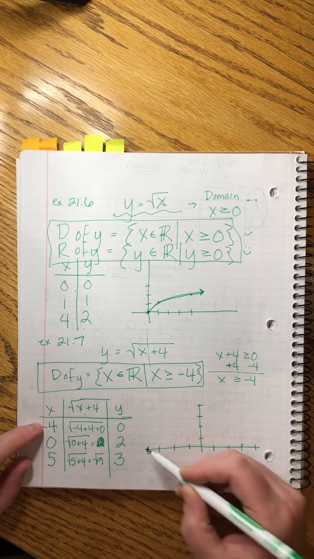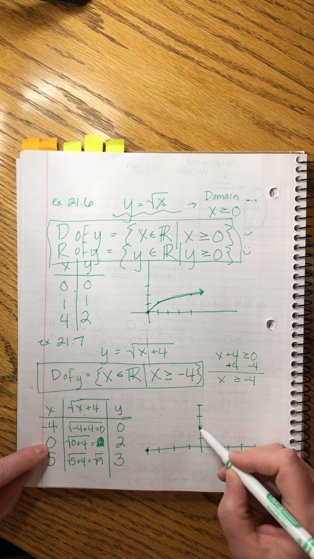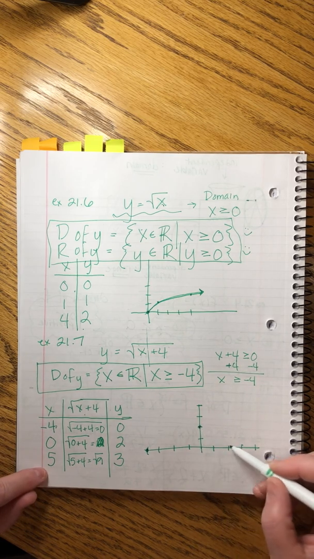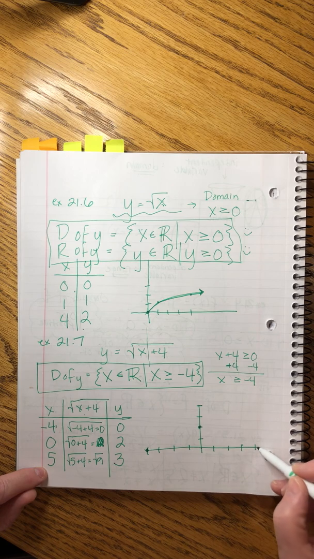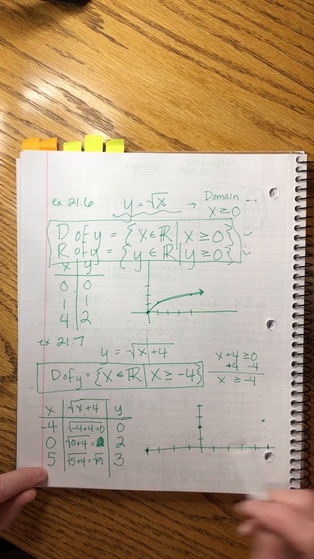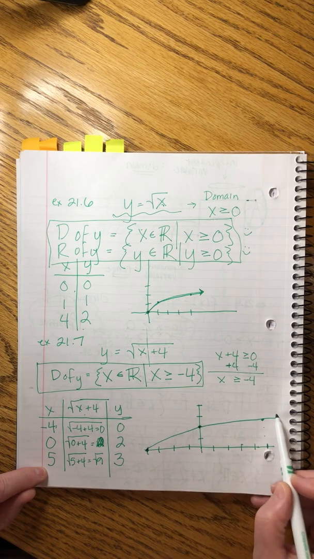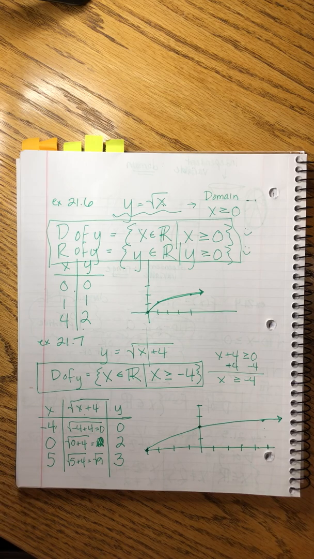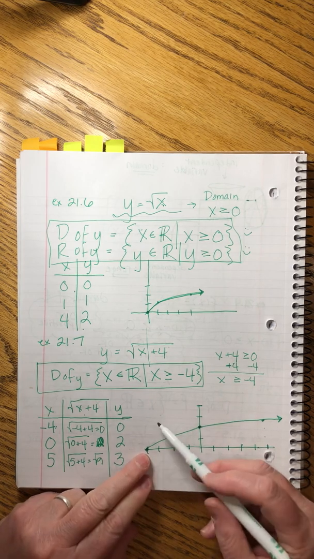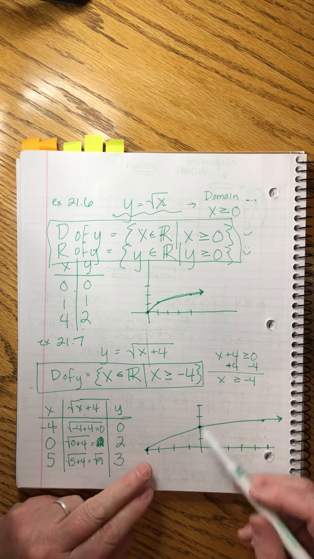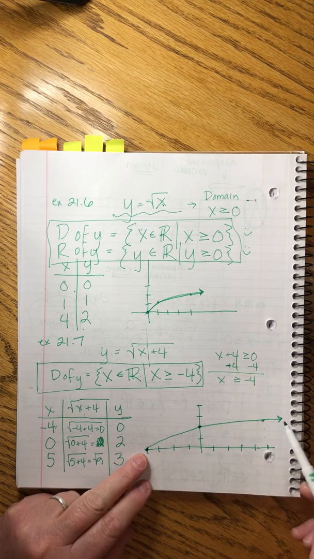Negative 4, 0; 0, 2; and 5, 3. I need one more. So look, I still have a square root curve, but it's going like that. And I can say the same thing I said last time, which will always be true of these functions, and that is that our y value is always going to be positive. And I see it here in the chart, right? It starts here and it's only going that way.